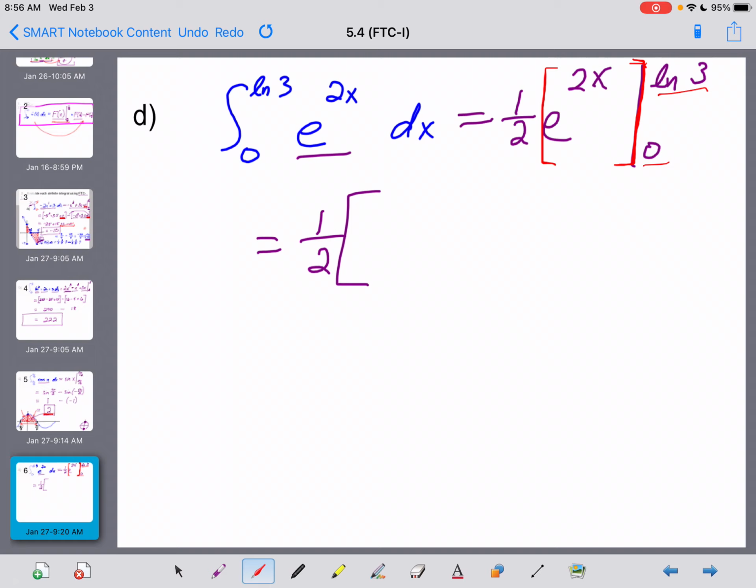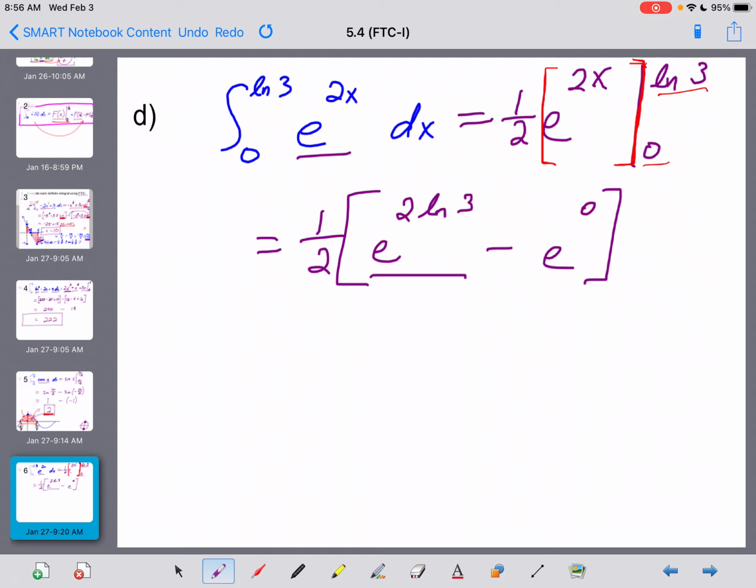We're going to leave the 1/2 out, and we are going to evaluate e to the, and the 2x now is going to become a 2 natural log of 3. Minus an e, and the 2 times 0 is just going to get us a 0 for that power. Now, where are we here? That expression right there is one that I'm hoping you guys know how to evaluate. E and natural log cancel each other out.